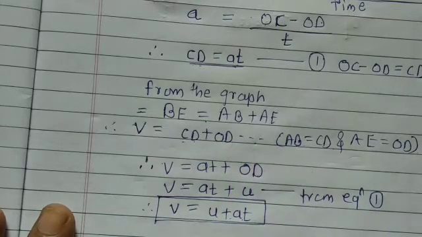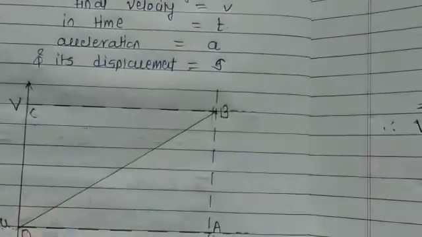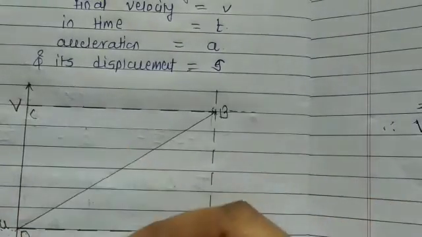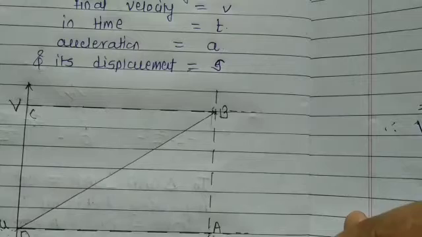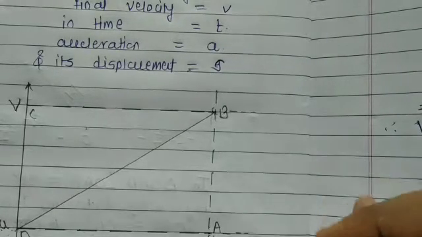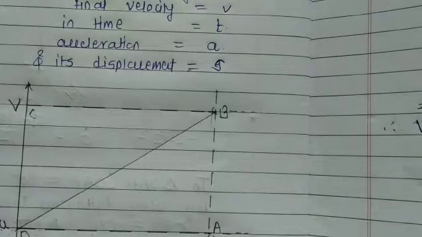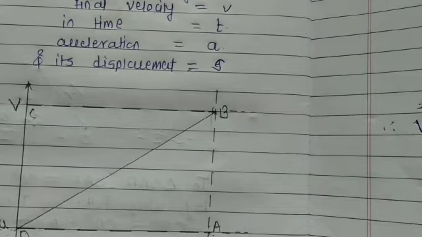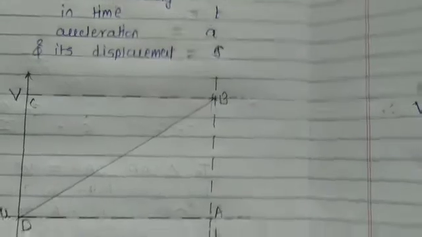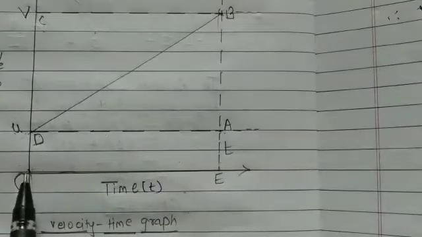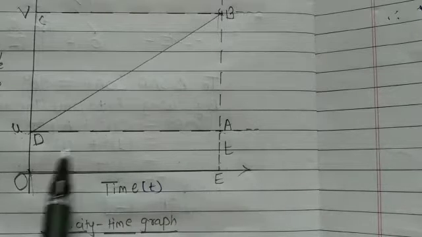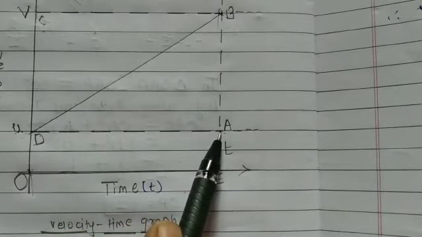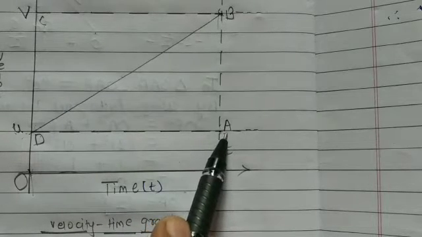Student, now draw a line parallel to the y-axis. That is the y-axis. Draw a line from point B towards the x-axis, passing through the point E on the x-axis. Then draw a parallel line to the x-axis from the point D. Already we drew it, which passes through the point A.